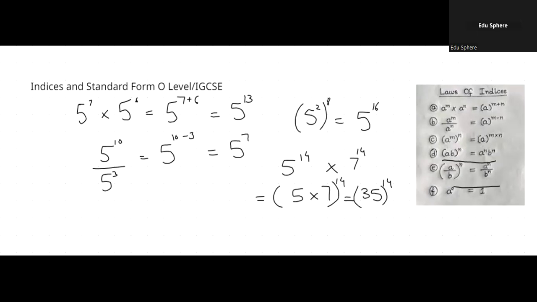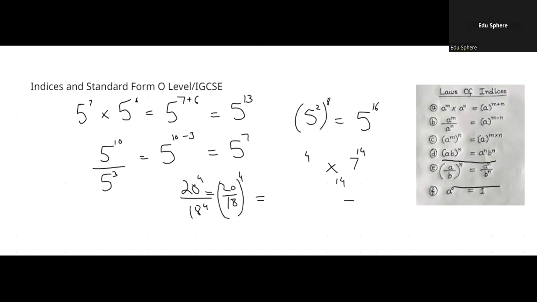For example, if you have a very big number, let's say 20 power 4, and we are dividing it with 18 power 4, since the same powers, same indices or same exponent, are there, we will simply write 20 by 18, and the power will be written 4 as it is. Why are we writing the power here in that way? Because we know that the same power is applicable to both the numbers 20 and 18.